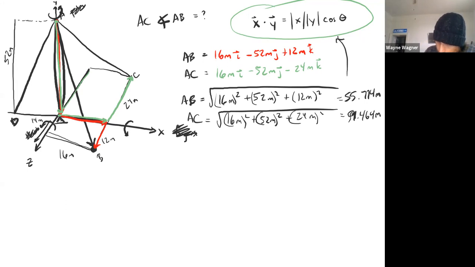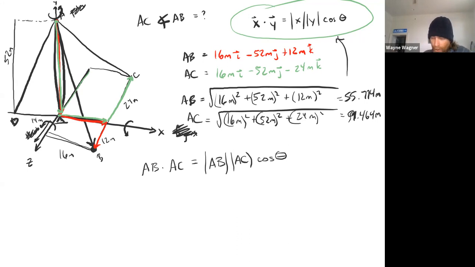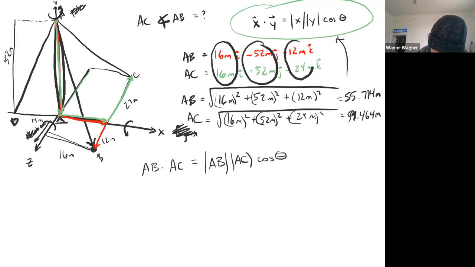Then to solve this, we plug all this into the formula: AB dot AC equals the magnitude of AB times the magnitude of AC times cosine theta. I always love dot products, they're nice and easy to solve. You multiply the X components, add the product of the Y components, and then add the product of the Z components. So we get 16 squared, which is 256 meters squared, plus, in this case, 52 squared, which I have no idea what that is.